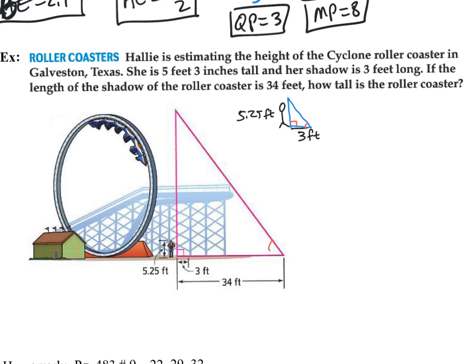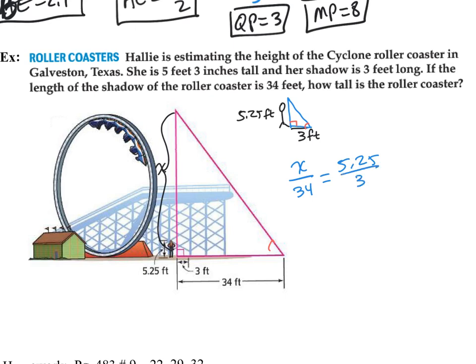So what we can do now to find what we don't know, the height of the roller coaster, is call that height x. We don't know that, but we can write a proportion now. We could take the ratio of the height of the roller coaster to the roller coaster's shadow and set that equal to Hallie's height to her shadow. So that proportion would look like this: x, the height of the roller coaster, to 34, the shadow of the roller coaster, is equal to Hallie's height, 5.25, to the shadow of Hallie, which is 3 feet.